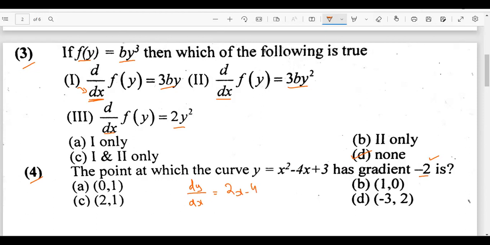Yeah, put -2. Okay, equated to -2, right? Yes, very good. Excellent. Then this would give you 2x equals 4 minus 2, and x would turn out to be 2 by 2, it would be 1. So the x coordinate is 1. There's no point in looking for the y coordinate, because there's only one answer. Yes, very good.